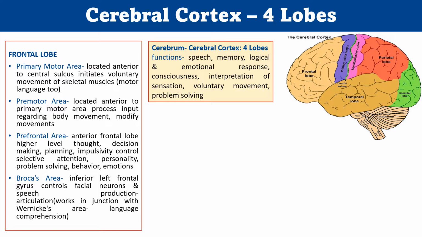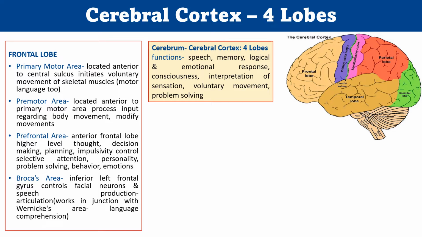Premotor areas are located anterior to the primary motor areas, process input regarding body movement, and modify the movement. The prefrontal area of the frontal lobe, the anterior frontal lobe, handles higher level thoughts, decision making, planning, impulse control, selective attention, personality, problem solving, behavior and emotions.